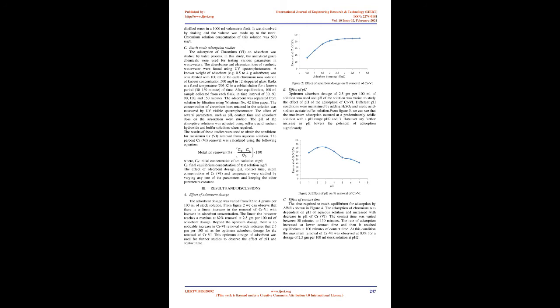Stock solution of chromium. The stock solution's chromium ions were prepared using 1.4145 gram of potassium dichromate, K2Cr2O7, in 500 ml of distilled water in a 1000 ml volumetric flask. It was dissolved by shaking and the volume was made up to the mark. The chromium concentration of the solution was 500 mg/L. Batch mode adsorption studies. The adsorption of chromium 6 on adsorbent was studied by batch process.